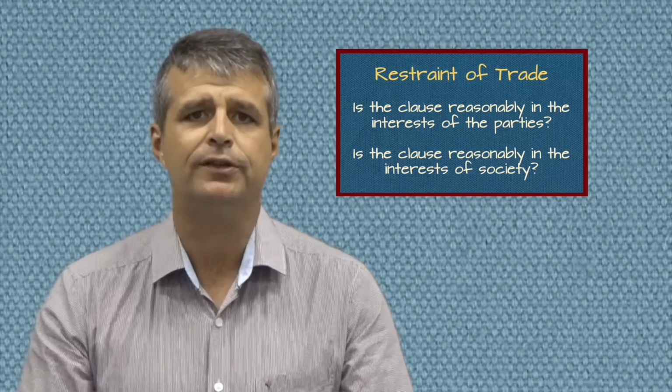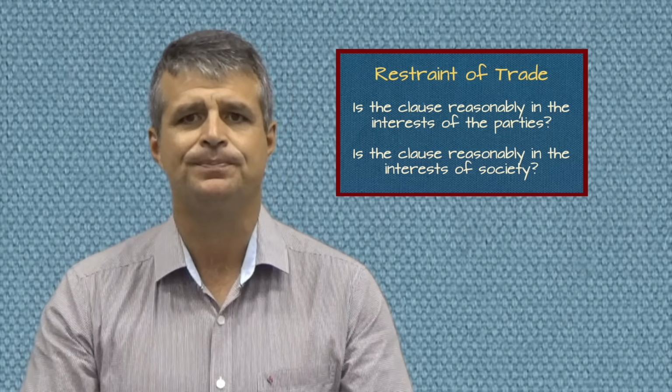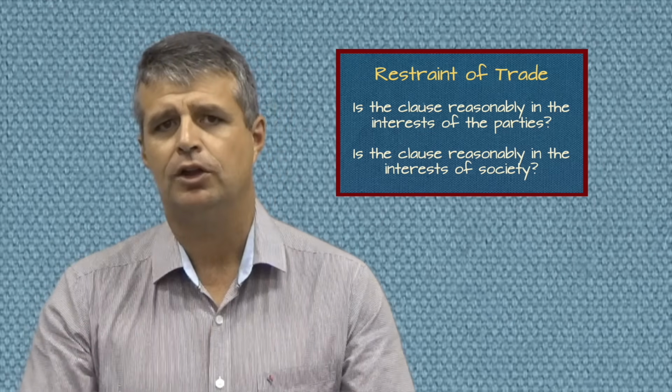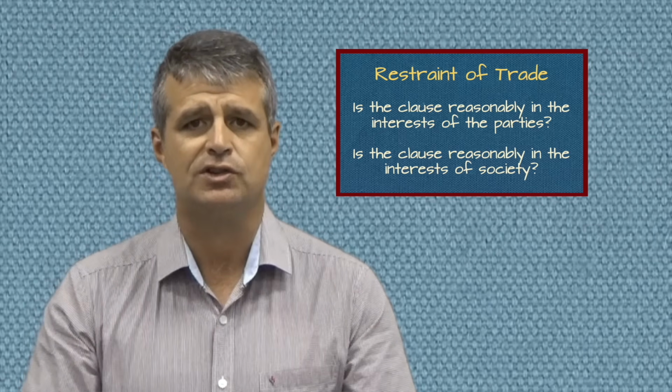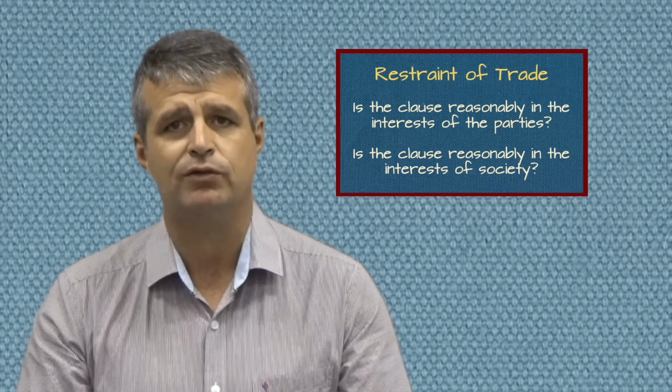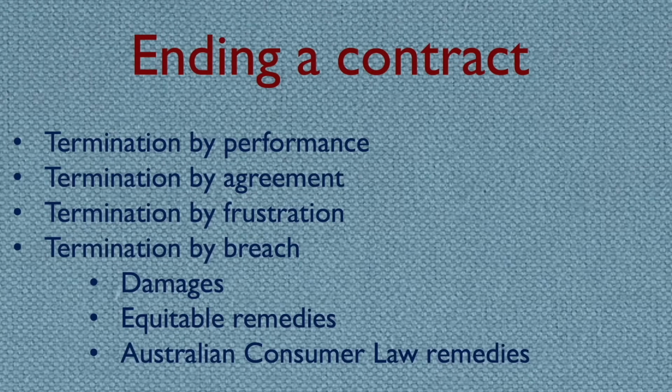And the court will also consider the bargaining power of the parties. In terms of the public interest, the court will consider things like whether it's going to make it hard for the public to access the service if a service provider is restrained from trading. If the restraint of trade clause is reasonably in the interests of both the parties and the public, it will be enforceable. After all, it's pretty reasonable for me not to want you to take all my customers if we part ways. It's time now for us to think about how the contract might end and what happens when it does.